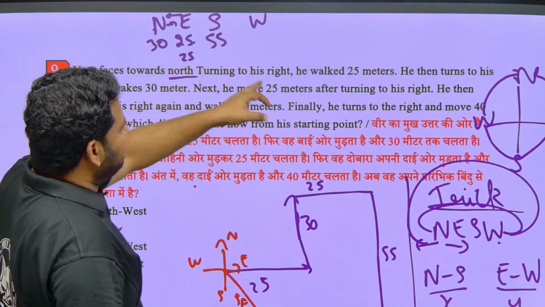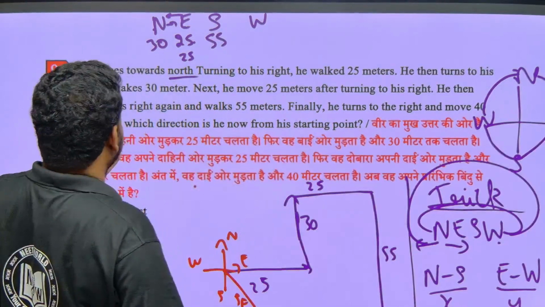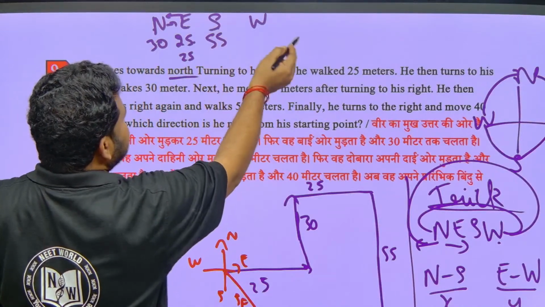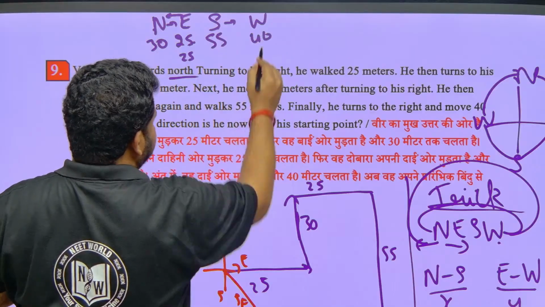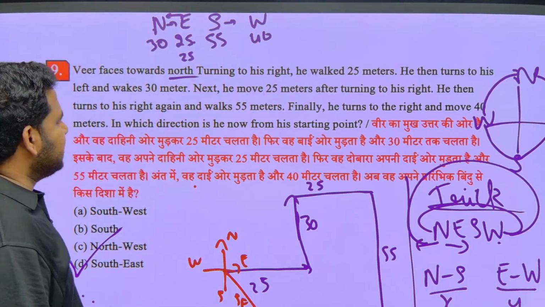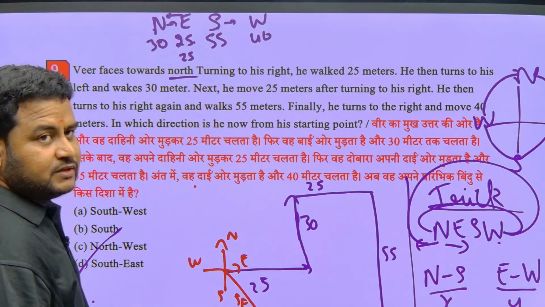From here finally he turns to his right and moves 40 meters. From here right means it is west, and moves 40 meters. In which direction is he now, from the starting point?